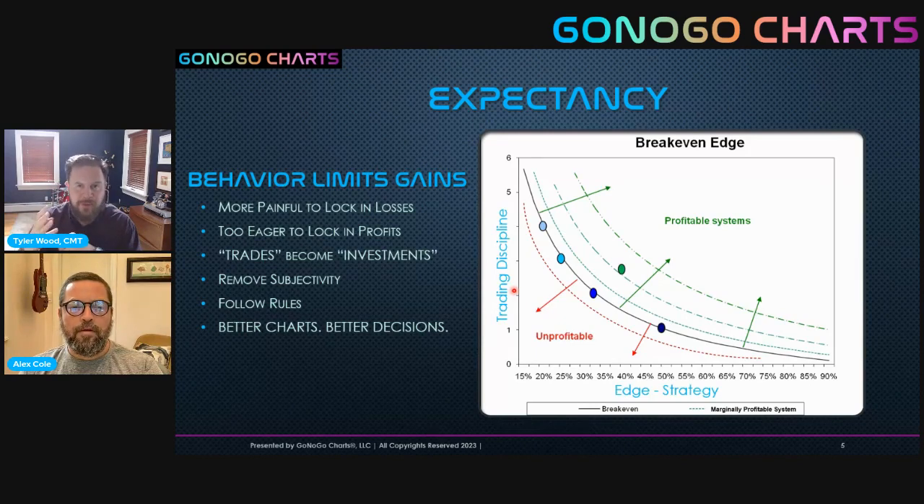Now, we've talked a lot about risk management, avoiding that risk of ruin in our portfolio. One of the first and most important tenets of GoNoGo Charts is that we stay out of securities that have broken their trend, gone from go to no go, or vice versa.